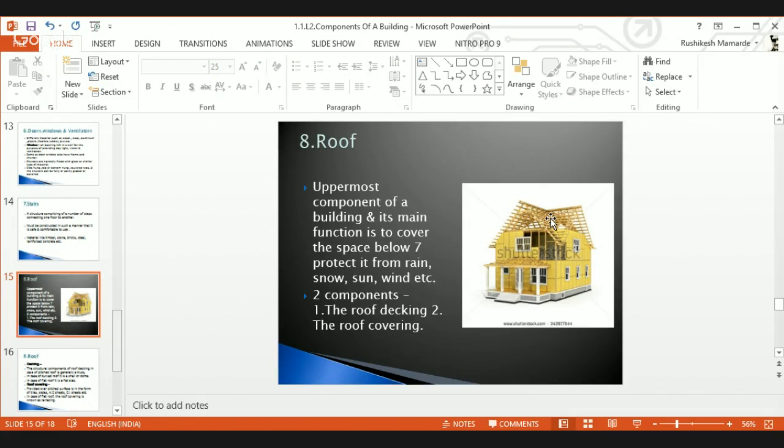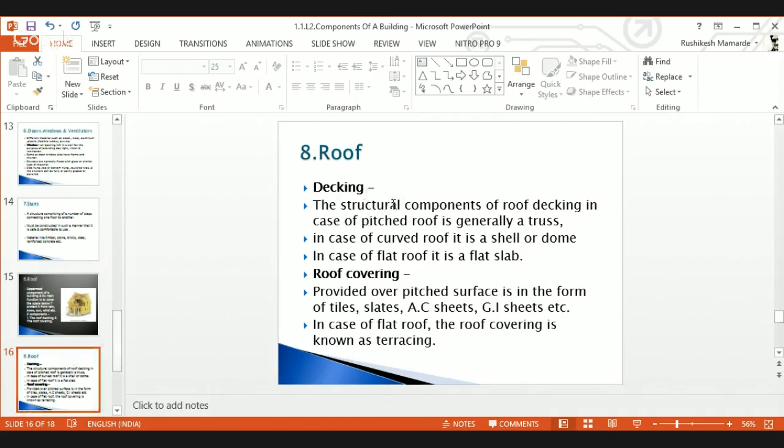So the structure which supports the roof covering is nothing but the roof decking, and both of those components together form a roof. So decking, the structural component of a roof decking in case of pitch roof is generally a truss. What is truss? I'll tell you.